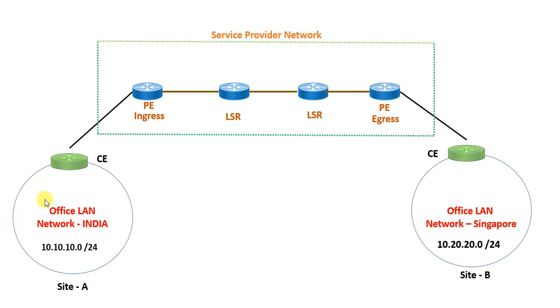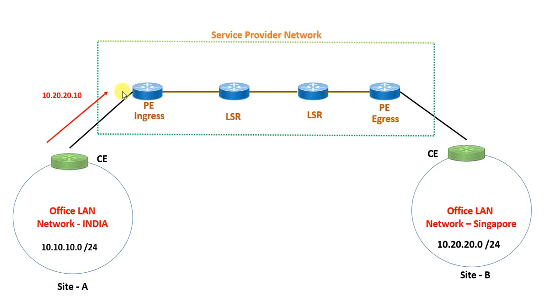Okay, let's see with an example. If I'm here in India and I'm trying to reach some destination in a remote location in Singapore, and let the destination be 10.20.20.10. When the request packet is going from this CE, it will go as an IP packet only. The layer 3 information will be an IP packet only.